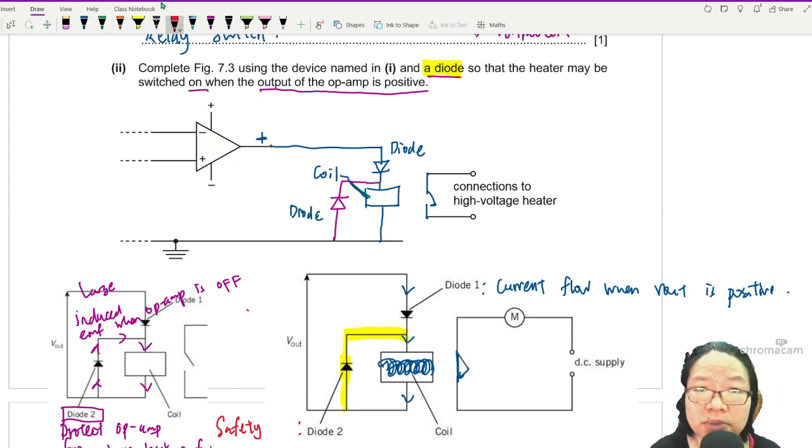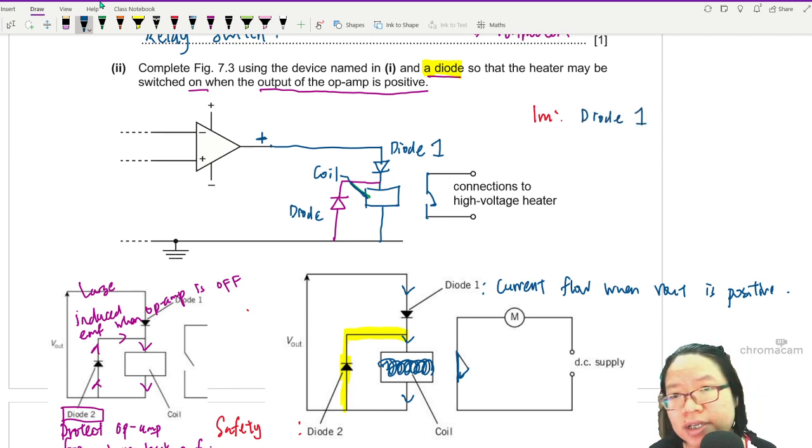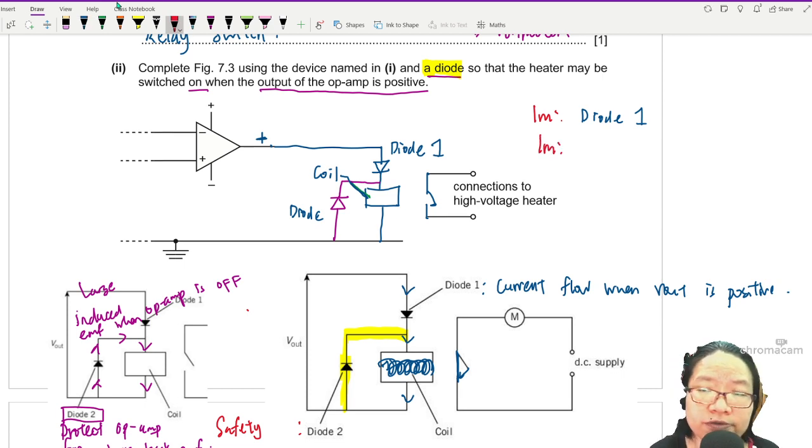So this thing is 3 marks. I'm guessing 1 mark is for diode 1 connected in correct orientation. Another mark is for the relay coil connected correctly, so between the diode and this thing. Okay. And if they are nice, the other mark is for the switch.